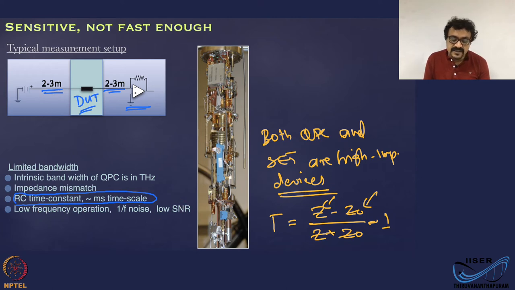These are basically the issues, but if you look carefully, the intrinsic bandwidth of the device is really, really fast. The QPC has a really high intrinsic bandwidth. It can actually respond up to the terahertz range. So mostly you are limited by your measurement circuitry, not by the device bandwidth. The same holds for the similar single electron transistor, the SET; its bandwidth is also much, much faster. For the SET, you can argue that it is decided by the tunnel rates, but that is also something you can control. So we are mainly limited by the bandwidth of the measurement circuitry and the impedance mismatch in achieving faster detection or faster amplification.